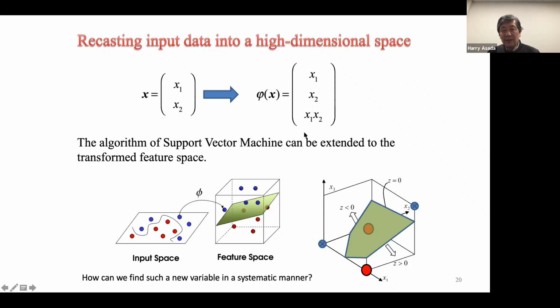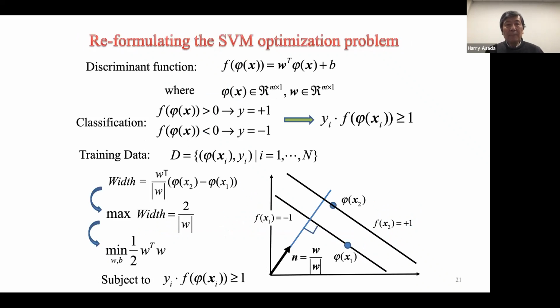So let's expand this one in this way. How can we find such a new variable in a systematic manner? That's actually the question, and we happened to come up with this idea. But in general, what is the way to separate a problem that is otherwise not linearly separable? Here is the place where we expand the feature space by using the so-called kernel functions.